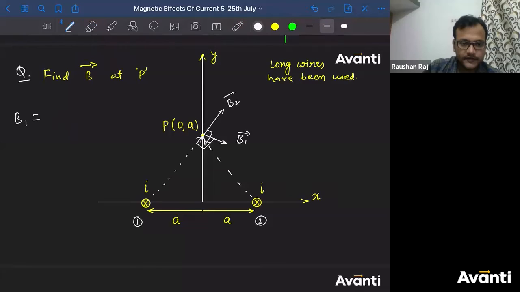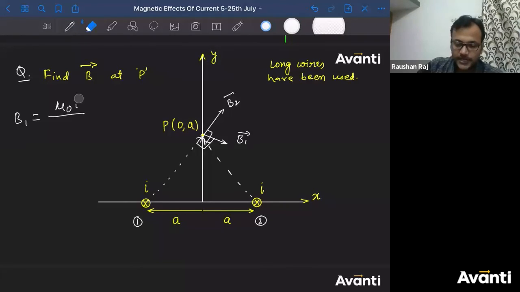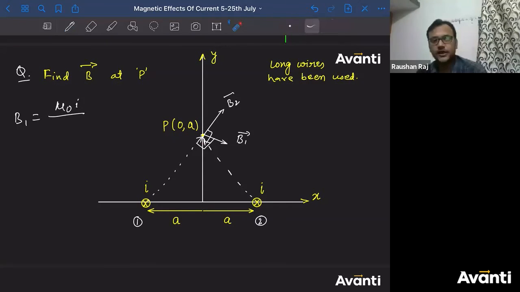Yes, Ganesh, I think you were right. Correct. Tell me, what is the magnitude of B1? You'll write mu naught I by 2 pi d, because this is a long wire. So mu naught I by 2 pi d. What is the distance of this point from this current carrying wire? Tell me the answer, guys.